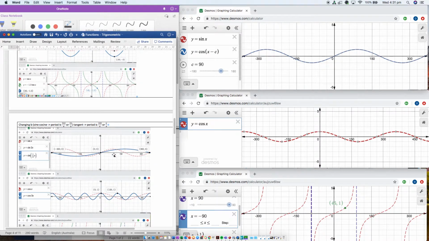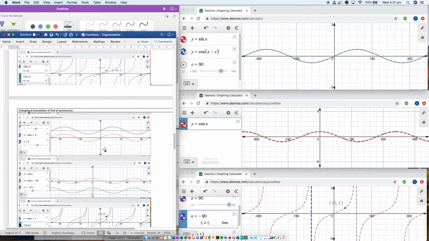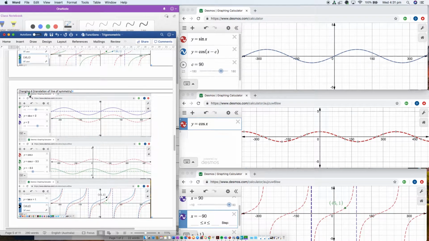B squishes our graph by a factor of 1 on B. That's along the x, and it changes our period as well. We've got our relationships up here. The period is 360 on B for sine and cosine, and for tangent it's 180 on B.